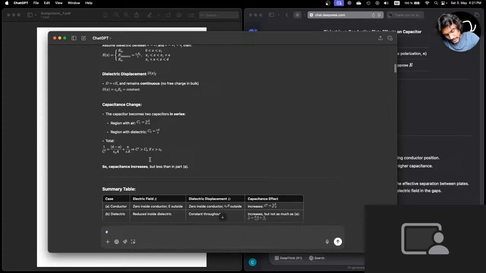So the capacitance increases no matter if it's a conductor or a dielectric material, which is so unfortunate.